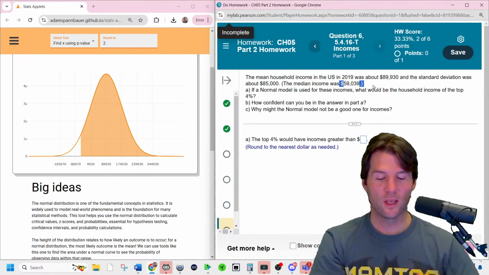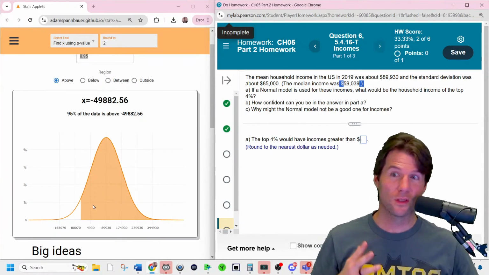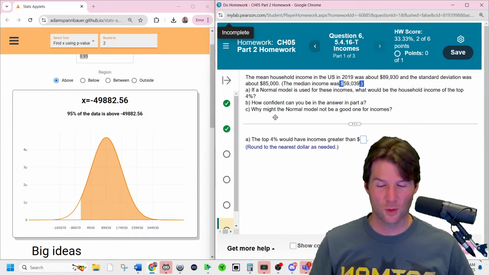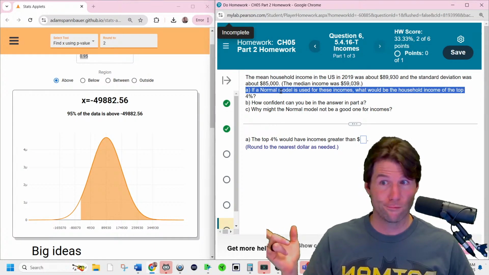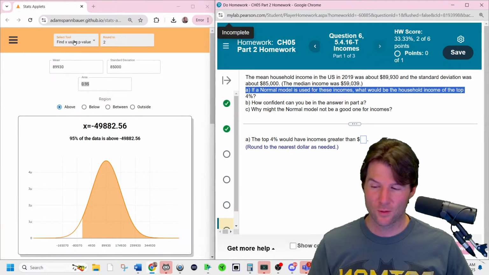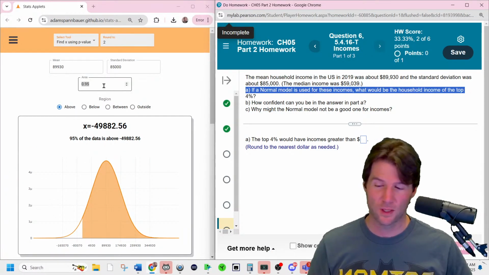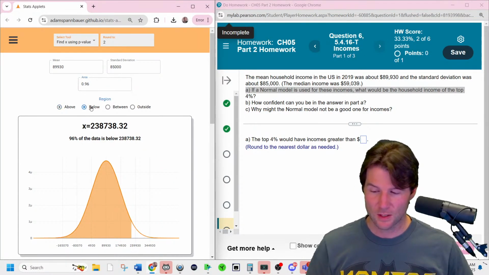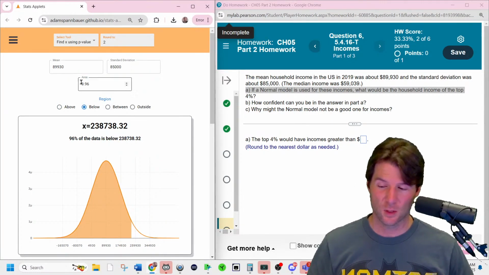The mean is higher than the median. So we can still use the normal model, but it's probably a bad idea. It's just asking us, if the data was normal, then where would be the top 4%? Now you have to go right here and do find x using percent. That's basically percent using p-value. And you could get the top 4% by doing 96, because the top 4% is the 96th percentile.